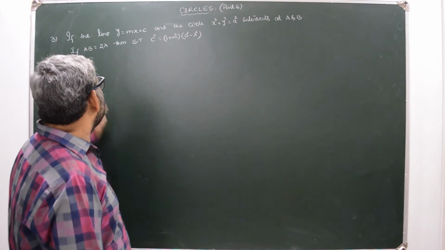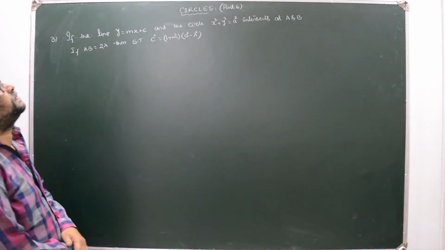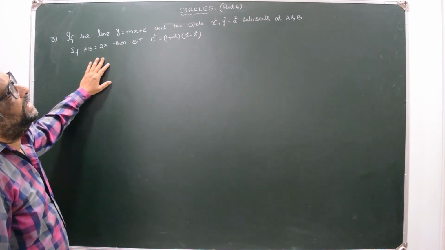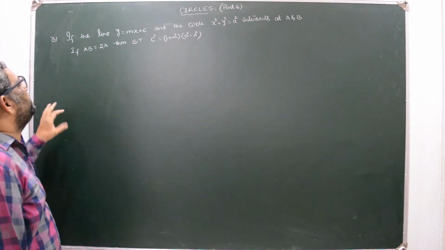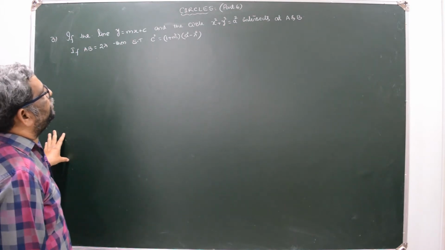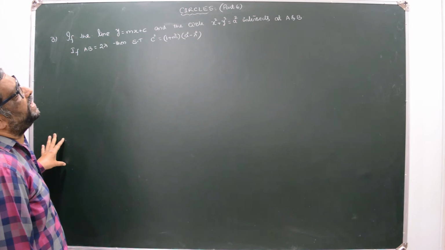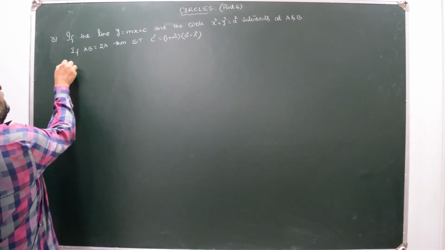The next problem is, if the line y is equal to mx plus c and the circle x square plus y square equal to a square intersect at A and B, if AB is equal to 2 lambda, then show that c square equal to (1 plus m square) into (a square minus lambda square).